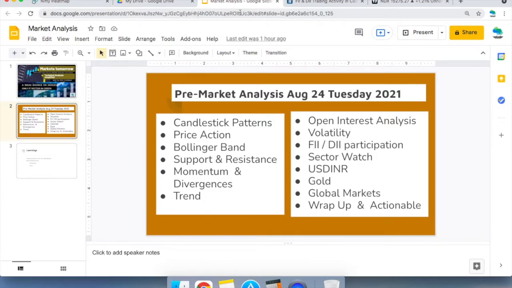The long wick of the hammer shows that it may attempt to move further up to hit the next resistance. But Bank Nifty is the only major concern. FII selling is a concern. Today also they sold 1,500 near the close.